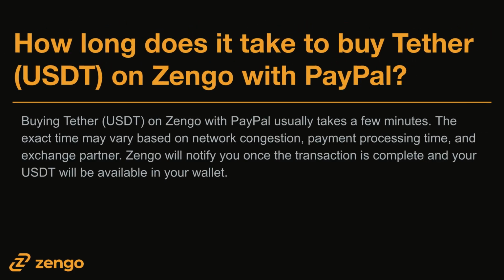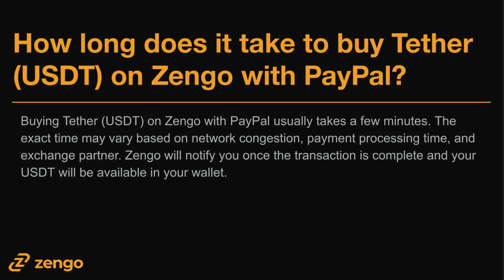How long does it take to buy Tether USDT on Zengo with PayPal? Buying Tether USDT on Zengo with PayPal usually takes a few minutes. The exact time may vary based on network congestion, payment processing time, and exchange partner. Zengo will notify you once the transaction is complete, and your USDT will be available in your wallet.